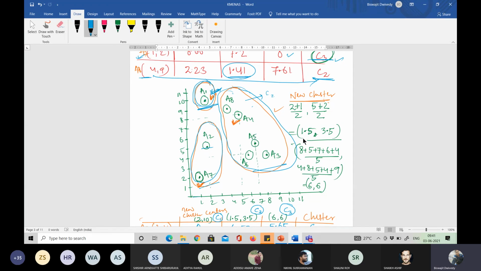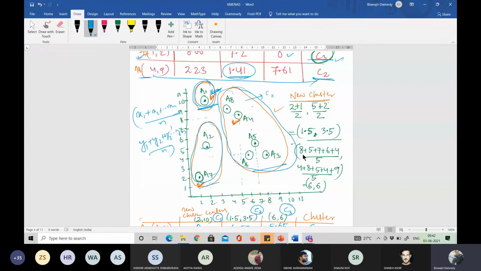So that's how I have calculated the new cluster center. I just have to use this formula: (x1 plus x2 up to xn) by n, and (y1 plus y2 plus y3 up to yn) by n. By using this averaging formula, I'll be finding the centroid of these clusters, which will be taken as the cluster center.